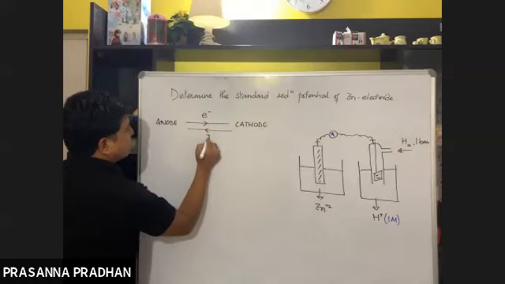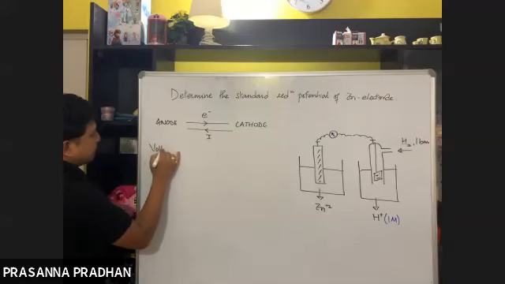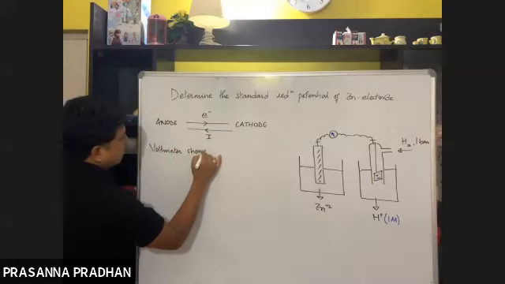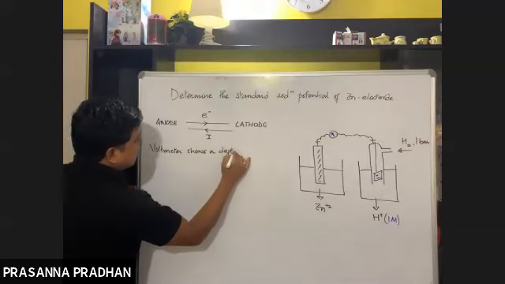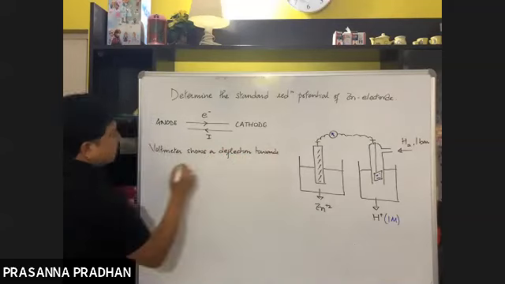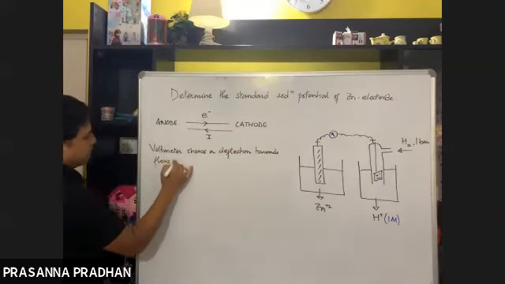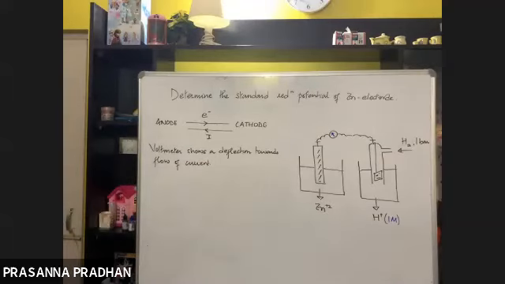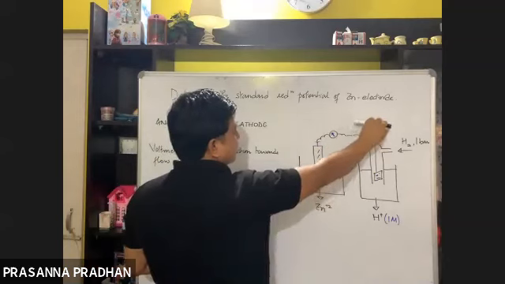Flow of current, it is just the opposite. And remember, the voltmeter shows a deflection towards the flow of current, which we have already discussed in the previous class. So if the voltmeter is deflecting in this direction, means current is flowing in this direction.